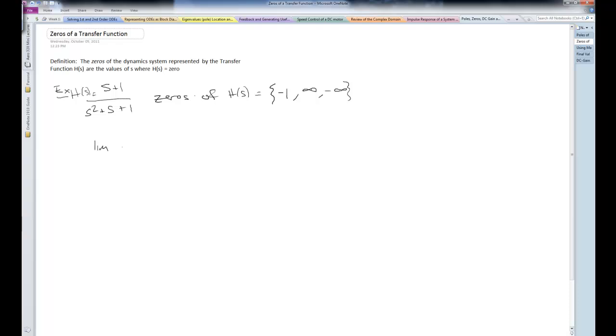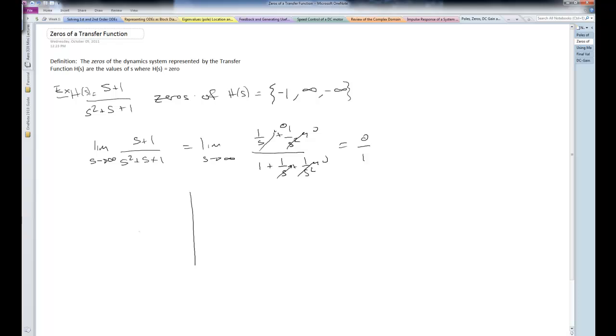But notice the limit of s plus 1 over s squared plus s plus 1 as s goes to infinity is equal to the limit as s goes to infinity of, if I divide through by s squared, 1 over s plus 1 over s squared, all over 1 plus 1 over s plus 1 over s squared. So those go all to 0, 0, 0. So that's equal to 0 over 1.